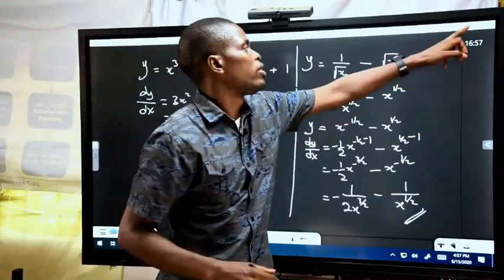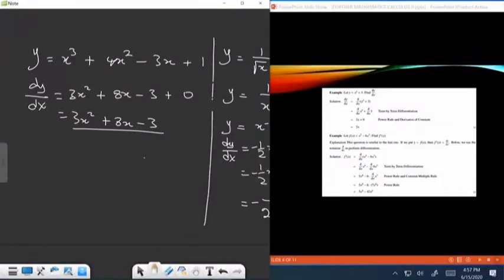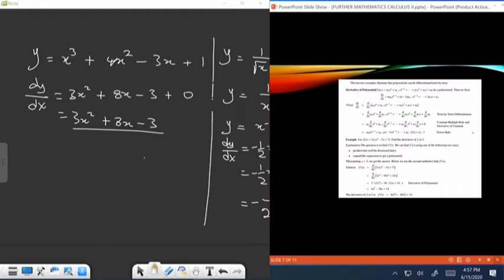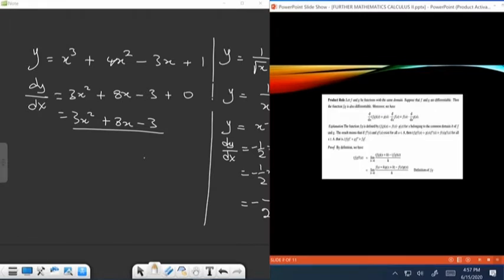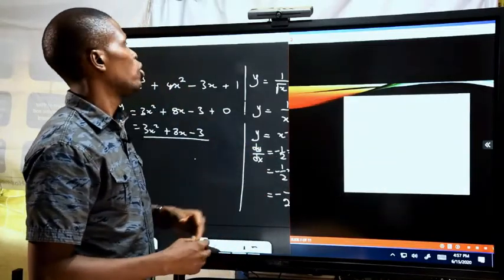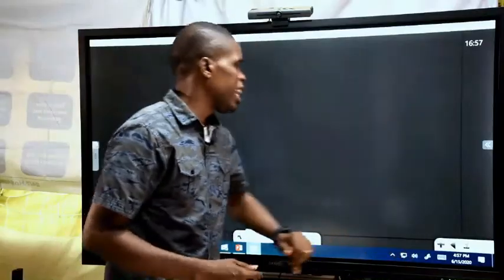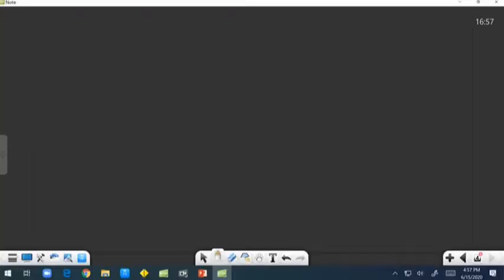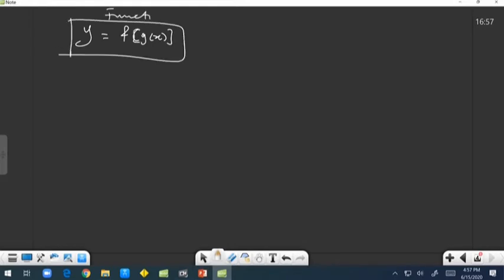Right now, I want to look at other techniques of differentiating a particular function, especially when we have a relationship between two functions, where we talk about what we call function of a function. So how do you deal with terms that have function of a function? When you are given something like y is equal to f of g of x, f of g of x becomes a function of a function. We call it function of function. I'm going to look at examples on that.